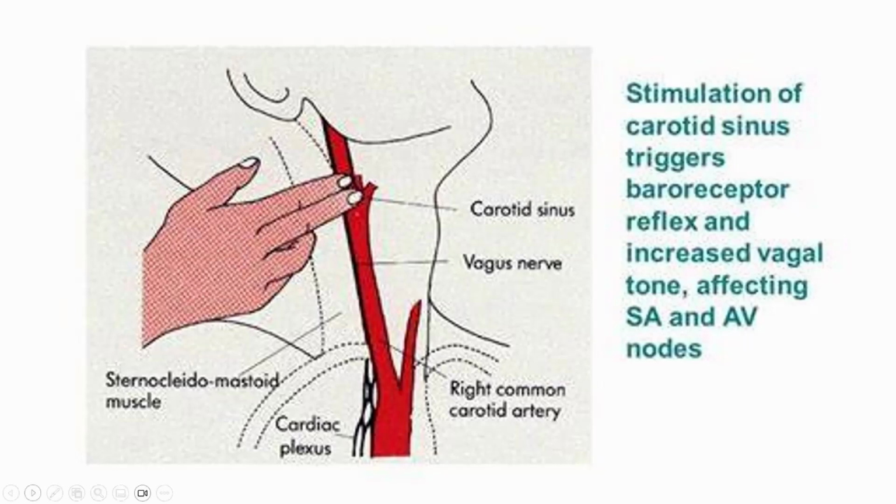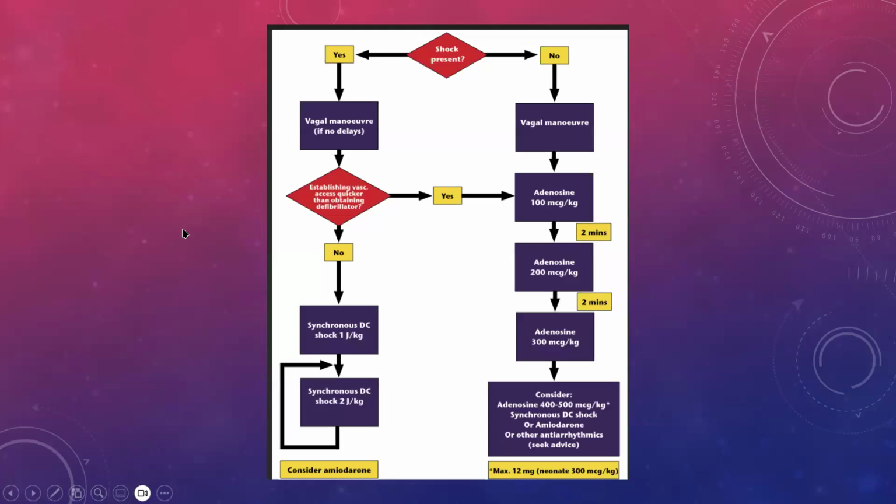But unfortunately, vagal maneuvers and all of these types of things are actually not that successful in a lot of patients. All right, so let's go through what we actually can do. The question is whether the patient is in shock. The best way to know whether the patient is in shock is to look at their blood pressures. This is the ACLS algorithm for how you manage an SVT.